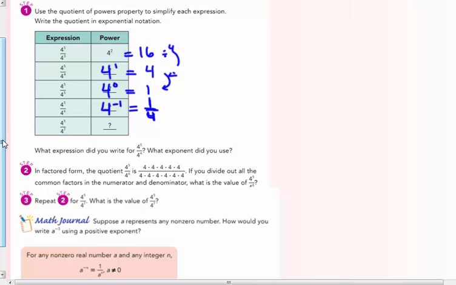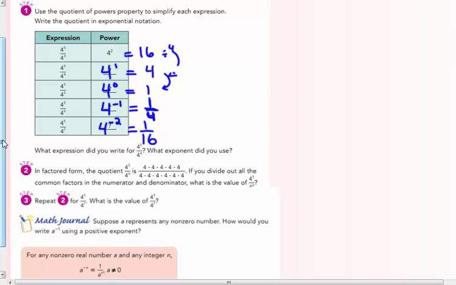And 1/4 divided by 4, 4 to the 5th over 4 to the 7th. Keep the base and subtract the exponents. I have 2 extra 4s in this denominator. Yeah, 2 extra 4s. 4 times 4 in the denominator does give me 1/16, 4 to the negative 2nd.